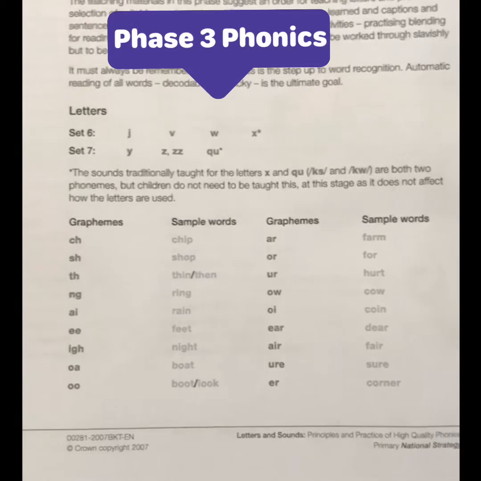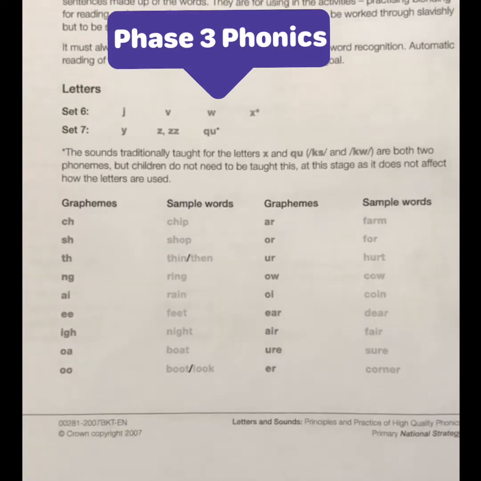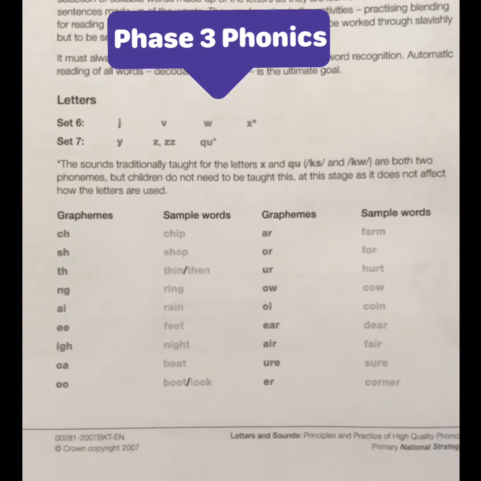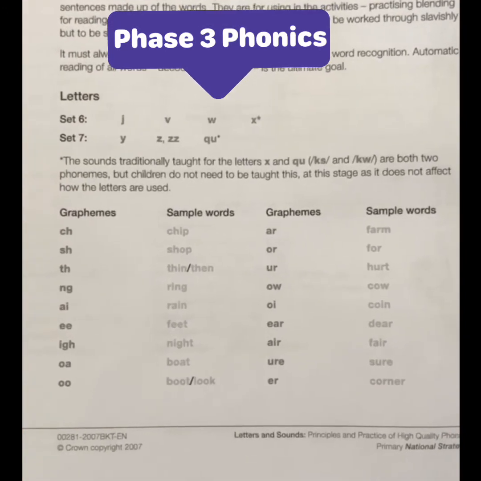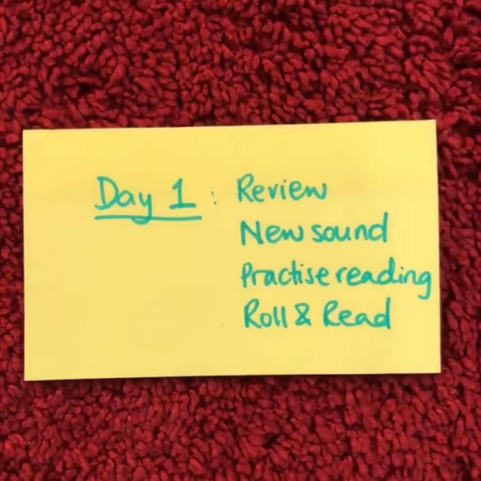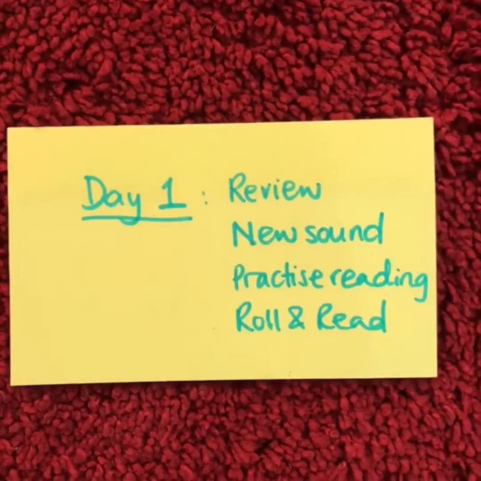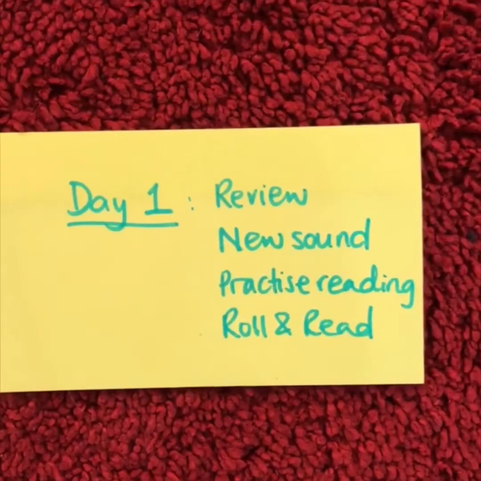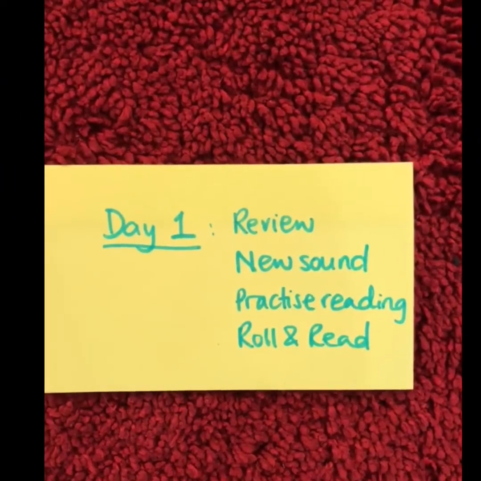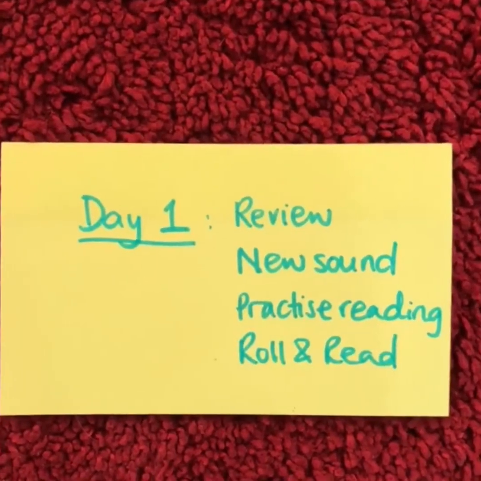The Letters and Sounds programme suggests you can teach all Phase 3 graphemes or sounds in approximately 12 weeks. For ourselves, we have taken 1 grapheme per week, and that works best for our kids. We dedicate 4 days from our week to phonics, and this is what we do on day 1. We review previous sounds, then I teach or introduce the new sound, then we practice it, reading it, and then we apply it by doing a roll and read game.